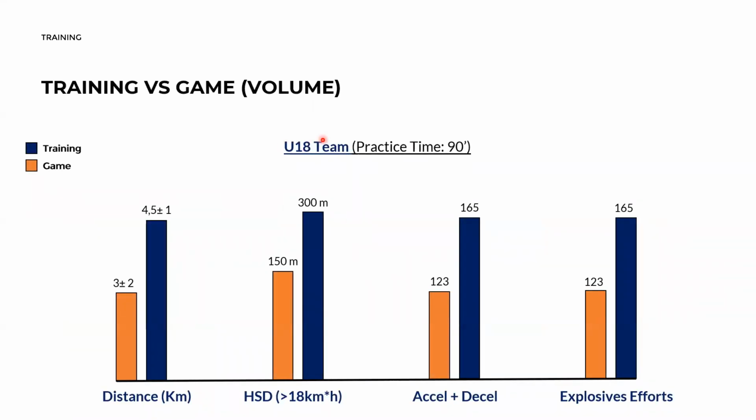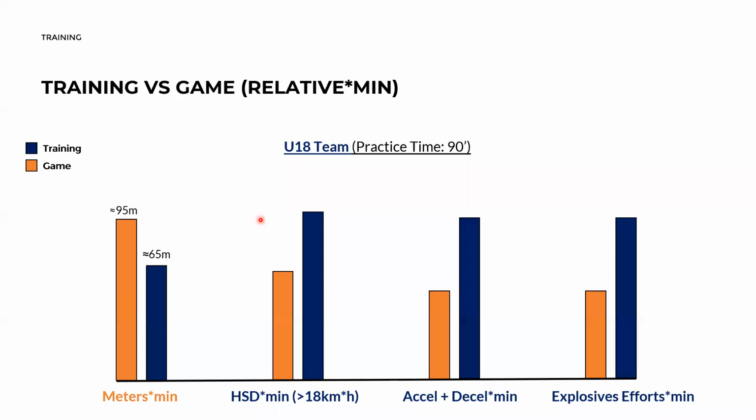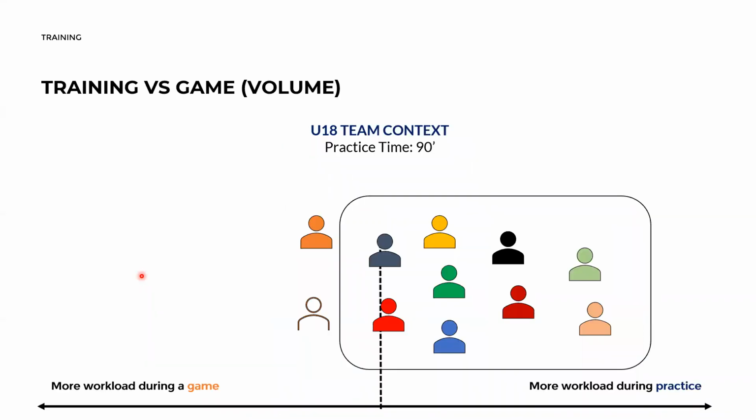So if in our under 18 contest we compare training versus game, we see how the volume for every parameter is higher during training sessions in blue than games in orange. So if we see it relative per minute, we can appreciate that the only parameter that is higher during games is distance per minute, but acceleration, deceleration, high speed distance, and explosive effort are higher during training.